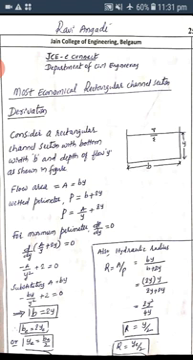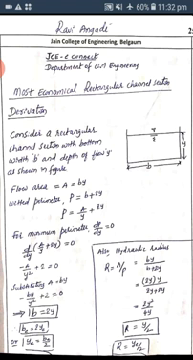In my previous lecture, I already discussed most economical sections: what they are, and to achieve a most economical section, what parameter needs to be considered, Chezy's equation, and all of that. So here I'll be deriving the conditions for a most economical rectangular channel section.